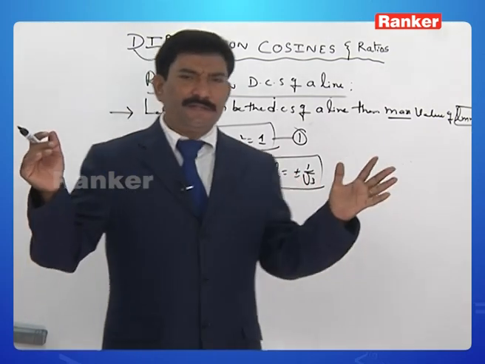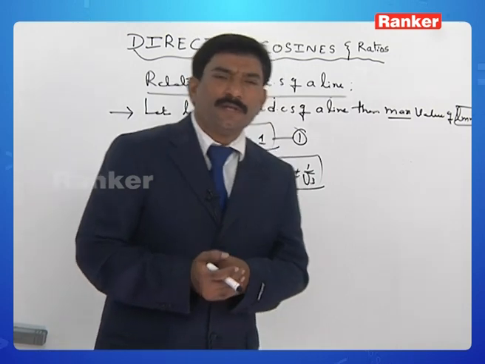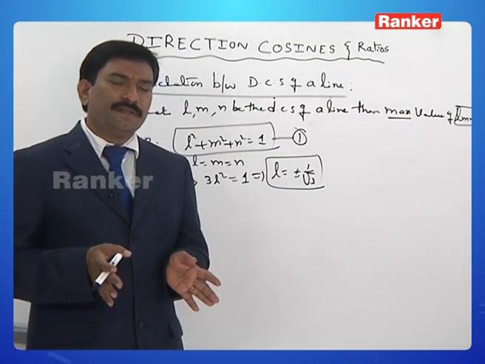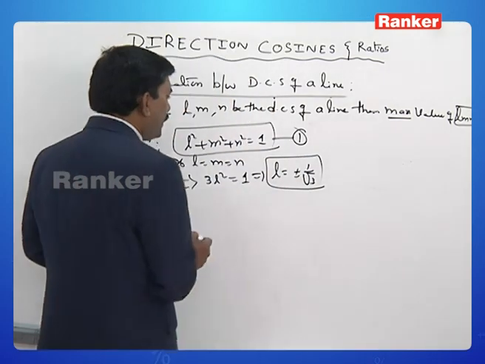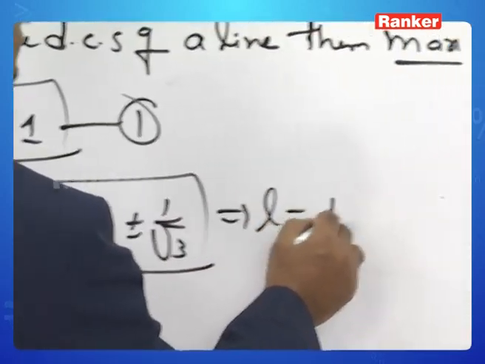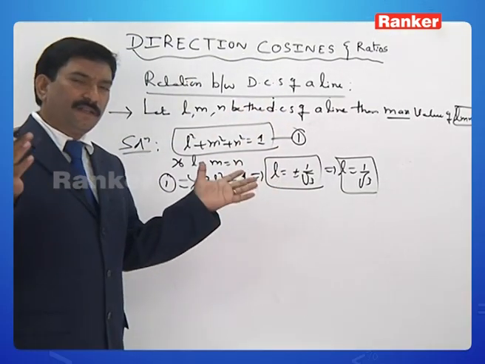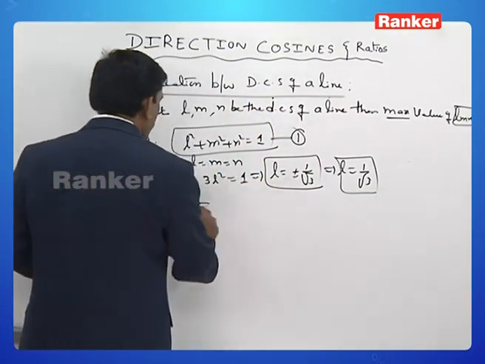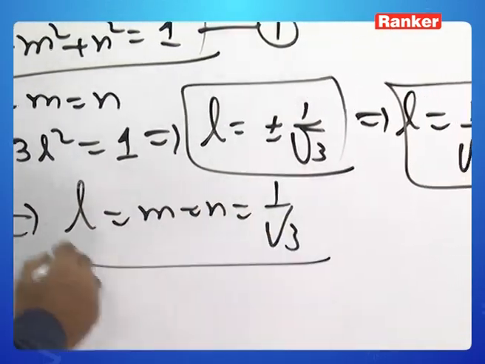Plus indicates you are in positive direction, minus indicates negative direction. But we always tend to discuss in the positive direction. So therefore, I can take L is equal to 1 by root 3. Since M is equal to L is equal to N, I can also write L is equal to M is equal to N is equal to 1 by root 3.